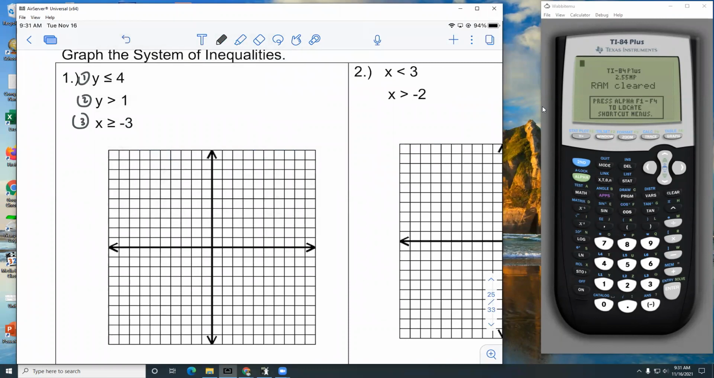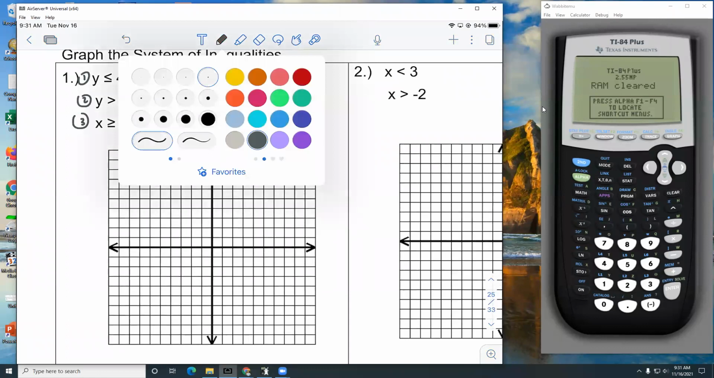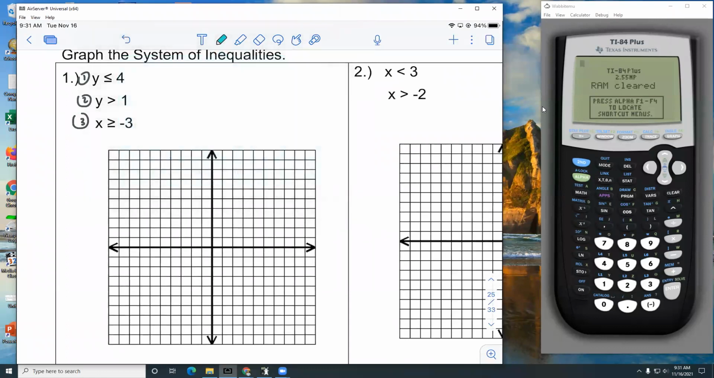Now these are all going to be special cases whenever I just have y and a number, y equals some number, or in this case, y is less than or equal to some number. This is a Hoy situation. All right, so it's going to be a horizontal line. Horizontal, if I can spell. Horizontal at y equals 4.